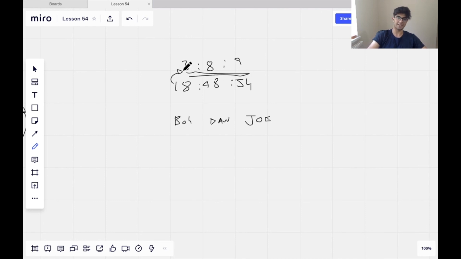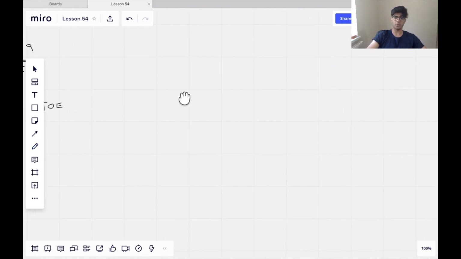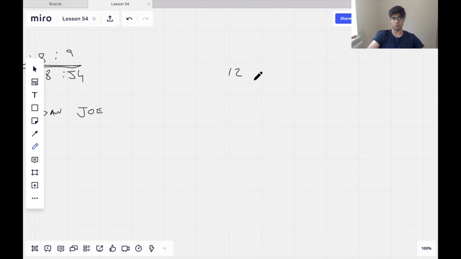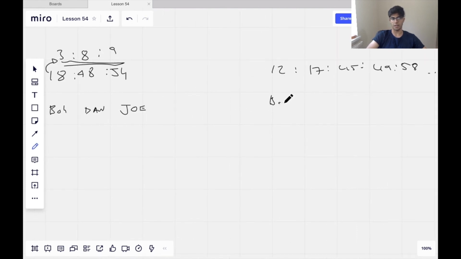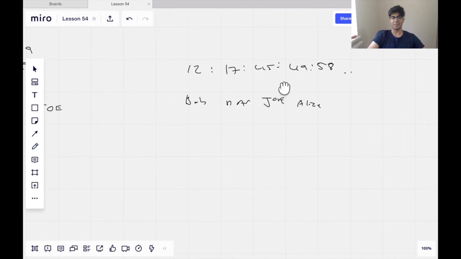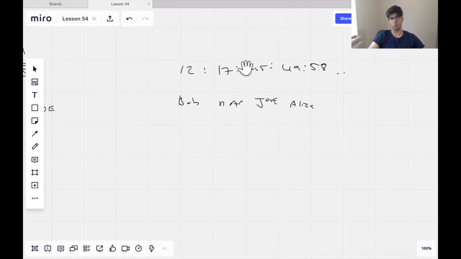Quick recap, let me say this again. Just find the common factor between all the numbers involved in the ratio. It's perfectly reasonable to have a ratio of, say, 12 to 17 to 45 to 49 to 58, and you could have quite a large ratio. For example, the money Bob had, to Dan, to Joe, to Alice, and everyone else in their friendship group. You can have a ratio of as many as you want. So again, the same logic applies. You look at all the numbers, think about what the common factor is, and divide through by that common factor until you're left with integers and there's no other common factor left, and that's the simplest form.